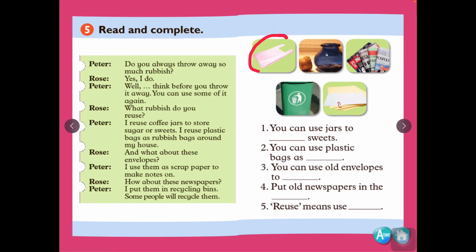What is this picture? It is a plastic bag. This one, what is this picture? It is glass. What about this one? What is this? It is newspaper. This one, it is bin. And this one is paper. Okay, now let's read together about the dialogue.